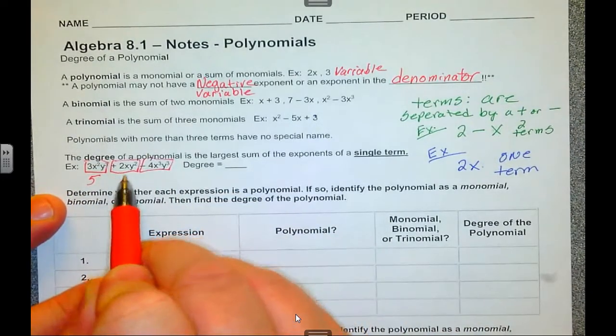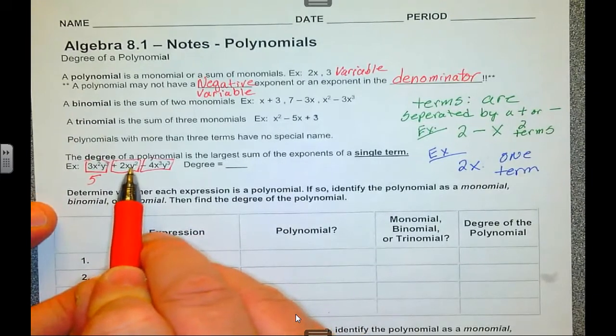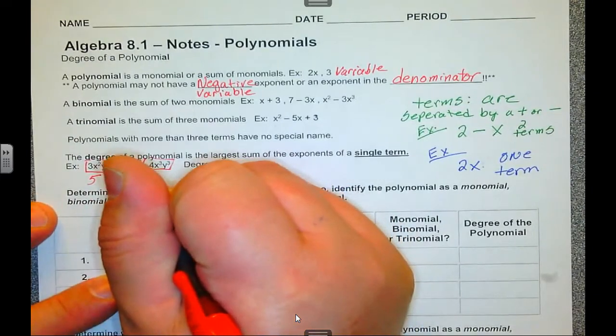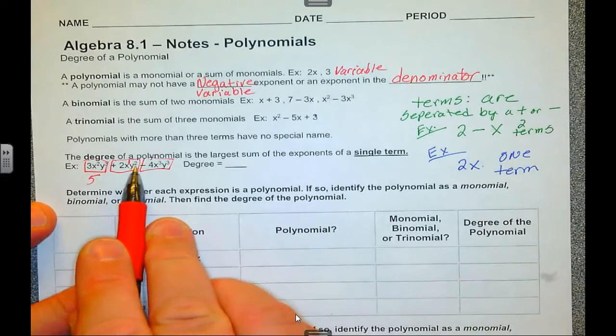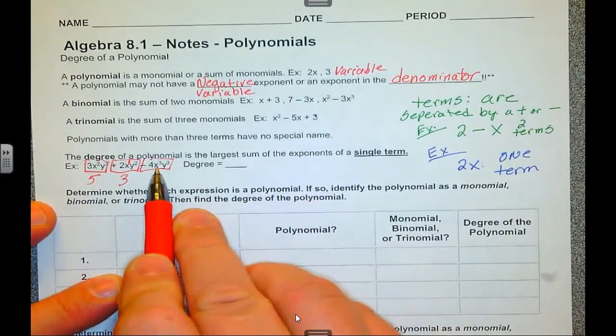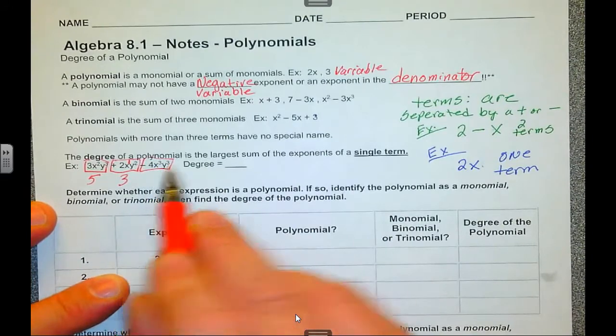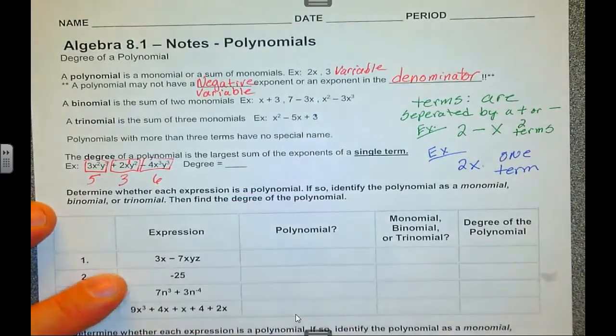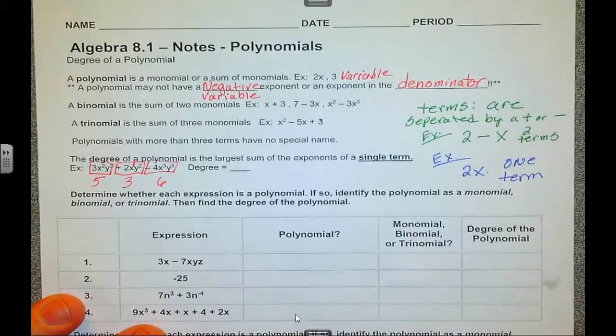Here, if I don't have a degree there, what is it? It's a 1. So I have a 1 plus 2, 3. And here I have x cubed, y cubed, 6. So what's the degree of this polynomial? 6.